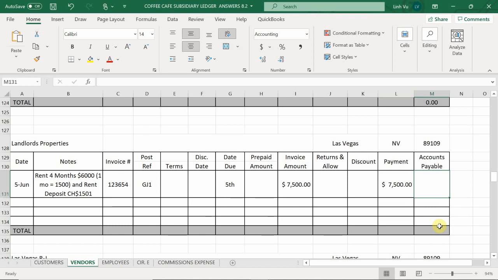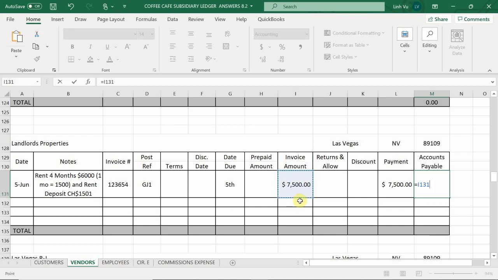You don't owe them anything. So how do we use this in Excel? In this case, the formula is going to be, well, first, let's start with the amount that the invoice was invoiced for, which was 7,500.